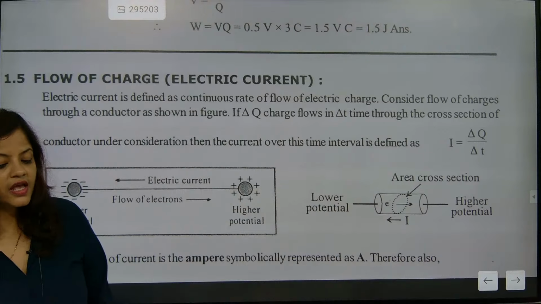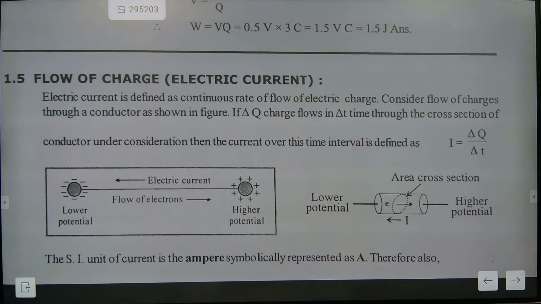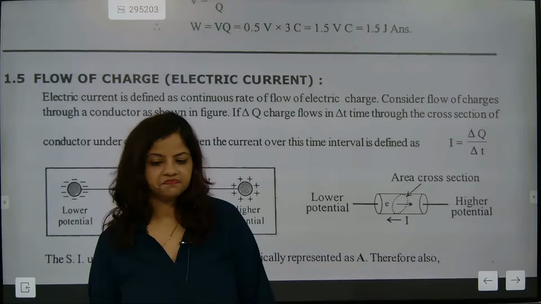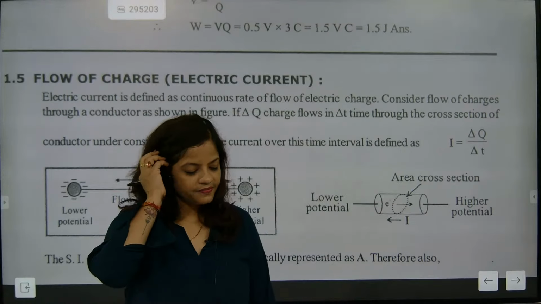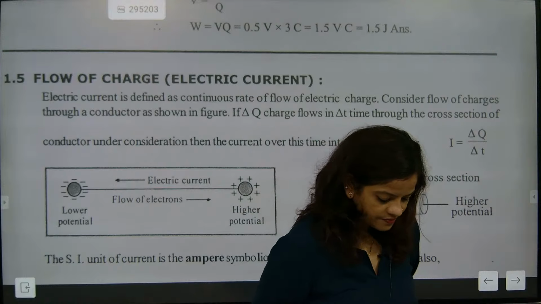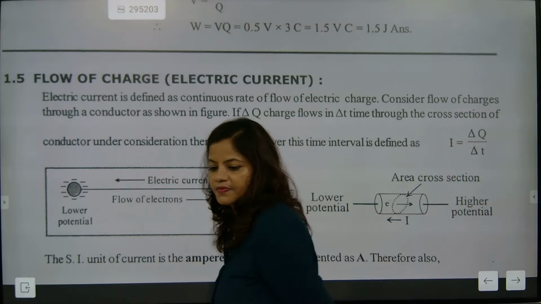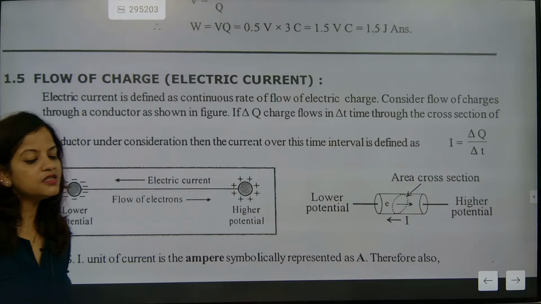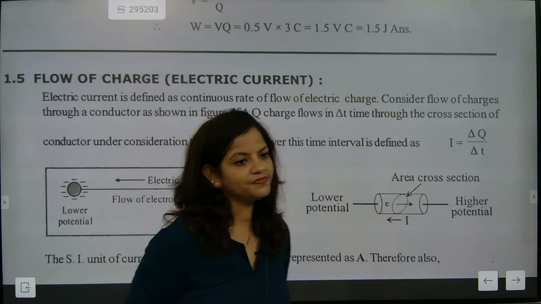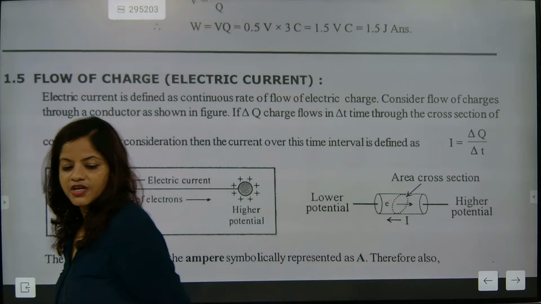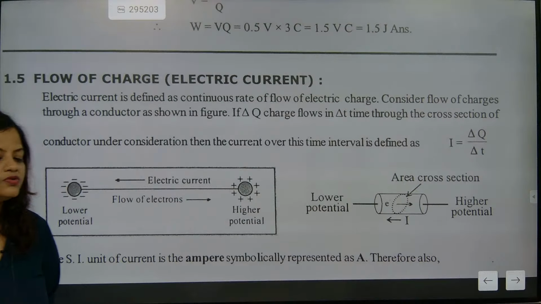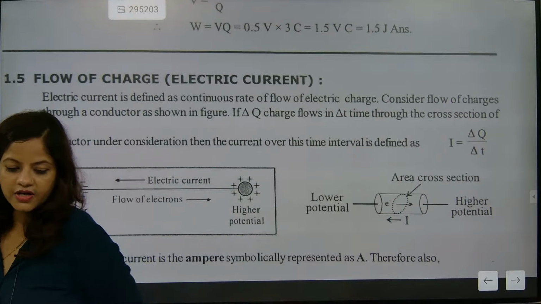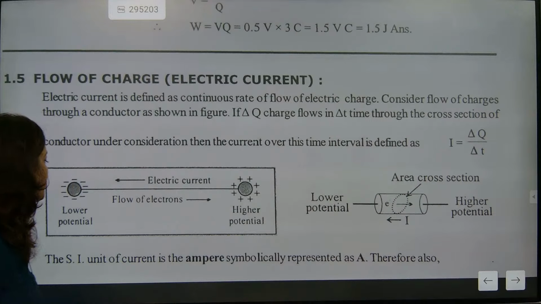Now, is current a scalar or a vector? Come on, check. Vector. Ampere. Come on, say. The correct answer is that current is scalar. If you change the terminal, the current flow will change. Yes, if you change the potential, it is going to change. So it is a scalar quantity. Note down, current is a scalar quantity.